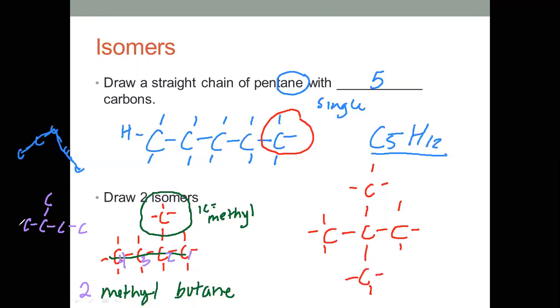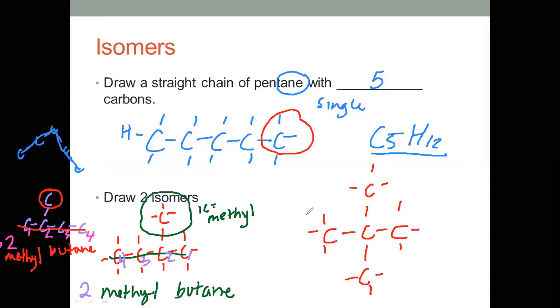So you do the parent chain first, 4 in a row, which is butane. You name the branch. The branch has 1 carbon, which is meth, add a -yl, so methylbutane. And then this is the key. You start counting on the side closest to the branch. So now this side is closest to the branch. So 1, 2, 3, 4. So the name is 2-methylbutane again. If you end up with the same name, they are the same compound.